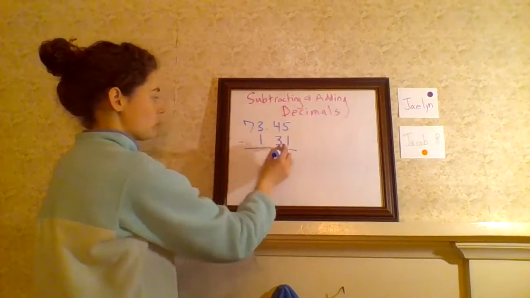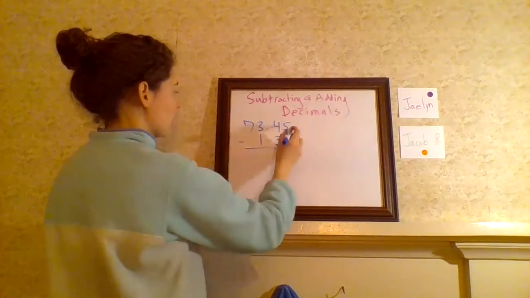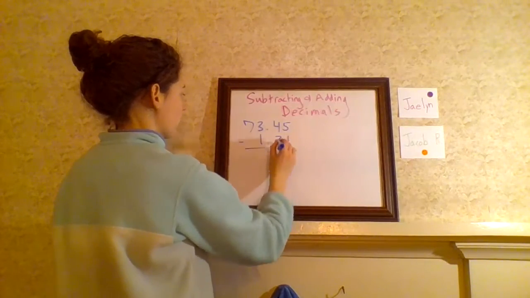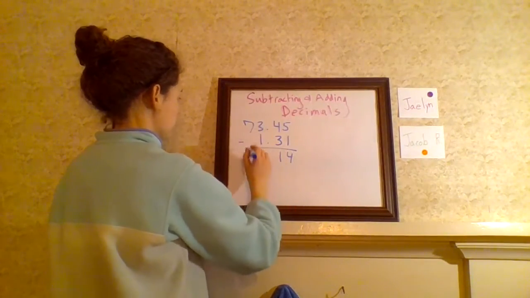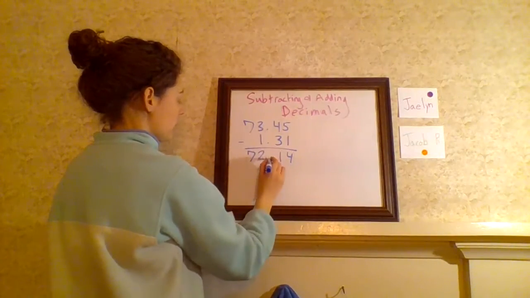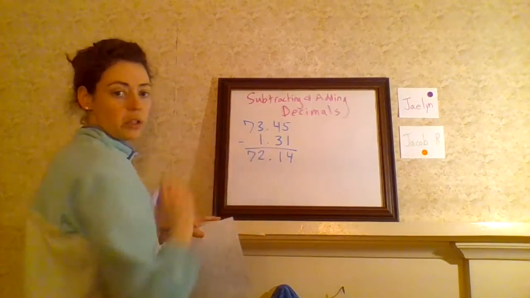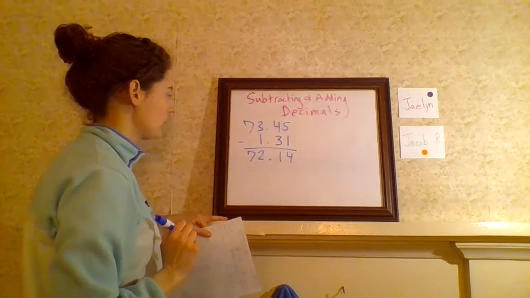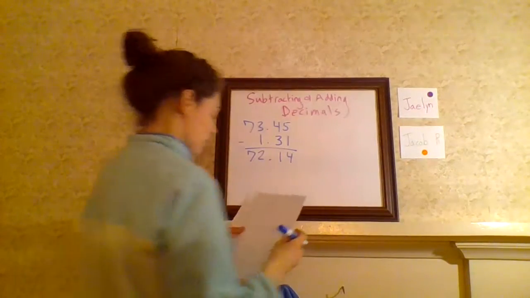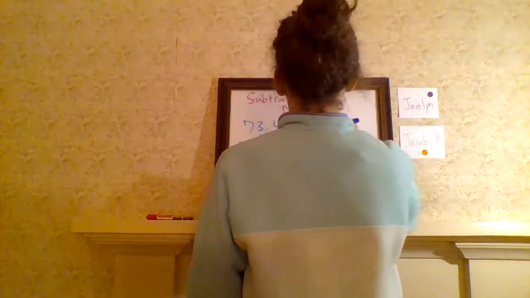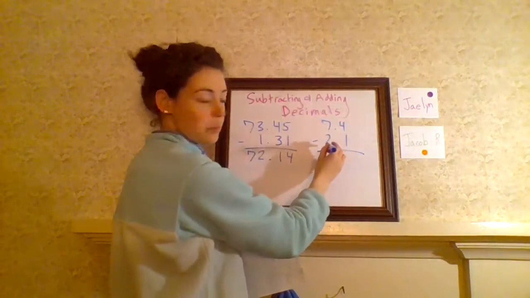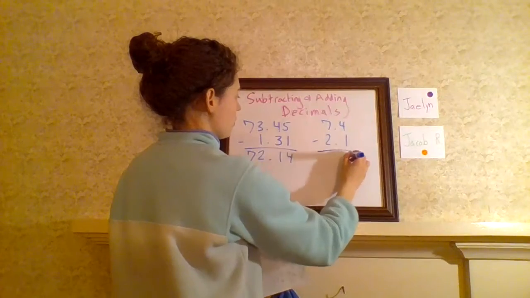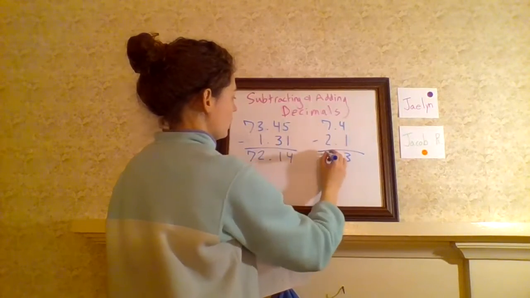Okay, so then we just subtract as if this decimal is not even here. 5 minus 1, 4. 4 minus 3, 1. 3 minus 1, 2. 7 minus 0, 7. And then you can add in the decimal, or as you go along, you can do that. 72.14. Okay, let's try this one. 7.4 minus 2.1. So you line those up where the decimal is. 4 minus 1 is 3, decimal. 7 minus 2, 5.